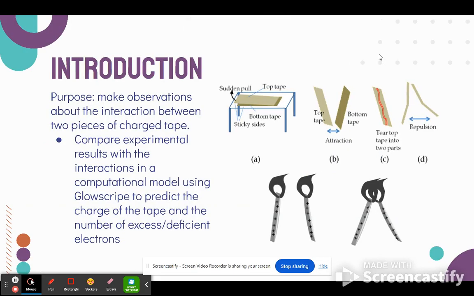So the purpose of this lab is to make observations about the interactions between two pieces of charged tape, and I'm going to be comparing the experimental results with the interactions in a computational model using GlowScript to predict the charge of the tape and the number of excess or deficient electrons on it. As a preview of the results, I found that the positive charge on the tape would repulse another positively charged piece of tape, and additionally, the electric charge was able to be calculated and it was deficient of electrons.